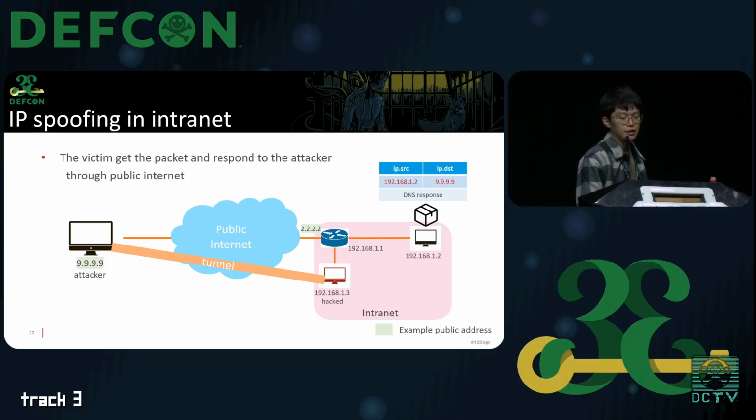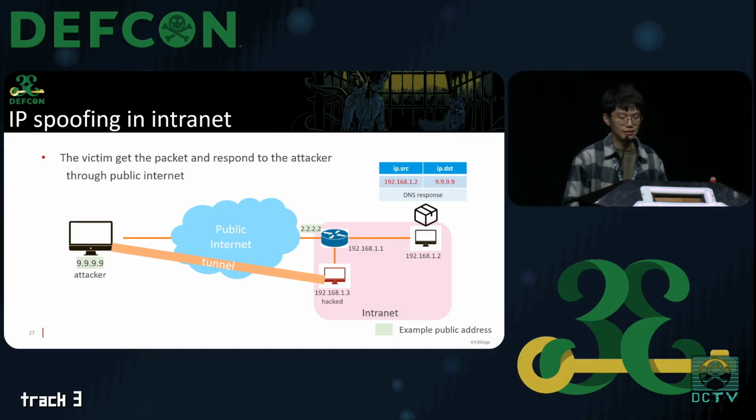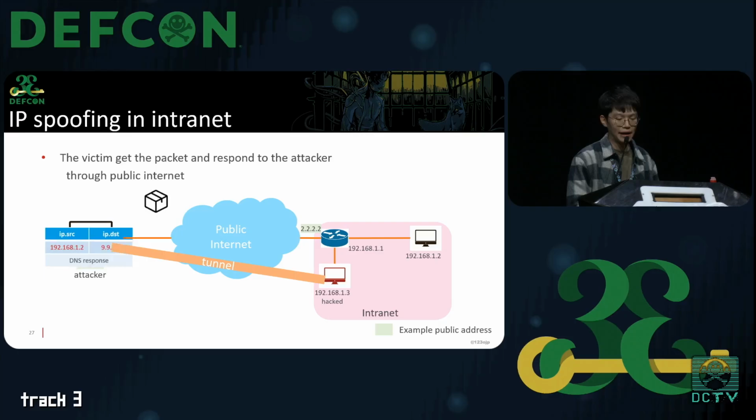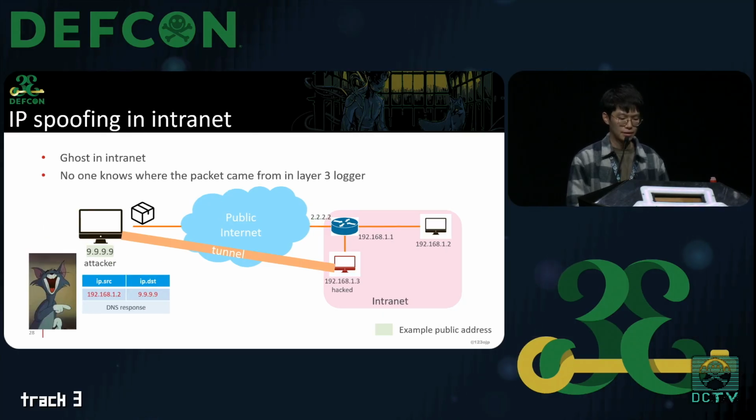As we know, if there is no firewall for the second victim, .1.1.2, the response packet will be sent back to the attacker through the public internet. Then the attacker will receive the packet with no evidence that the packet came from .1.3. The entire TCP or UDP stream only shows the source IP is 9.9.9.9 and the destination IP 192.168.1.2.